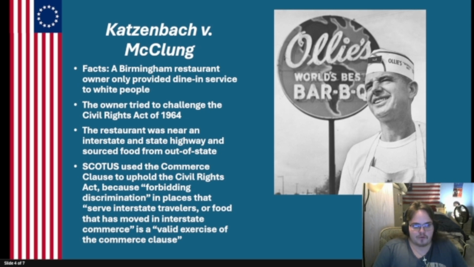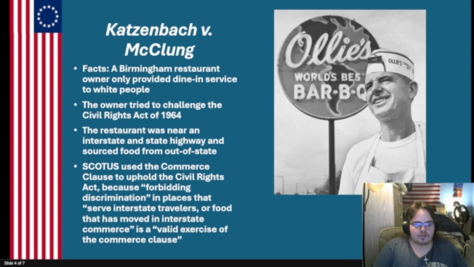And in this case, a Birmingham restaurant owner only provided dine-in service to white people. And if I remember the facts of this case correctly, African Americans could still do takeout. So I guess whoever owned this restaurant was very generous. The owner tried to challenge the Civil Rights Act of 1964, and two important facts to know are that the restaurant was near an interstate and state highway, and they also sourced food from out of state. And you're going to see why that matters in a second.